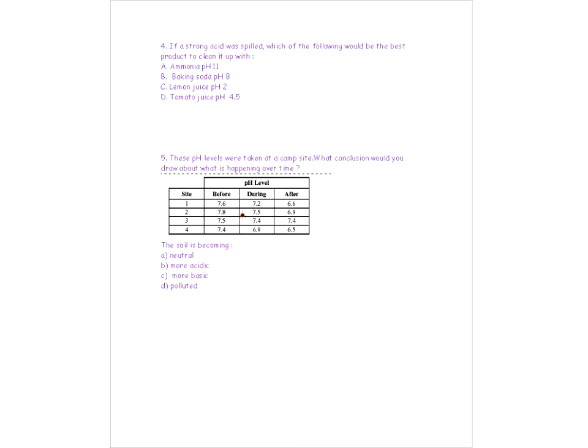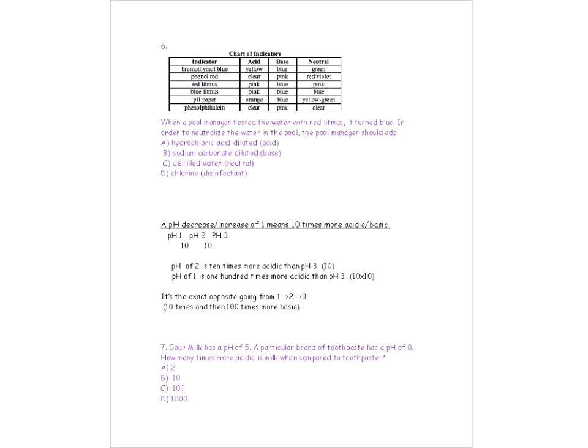We see the same thing with site 2, don't we? The numbers are going down, more acidic. So what conclusion are we going to draw about the campsite? The soil is becoming more acidic. All right, that wasn't too bad, eh? So on to the next page.